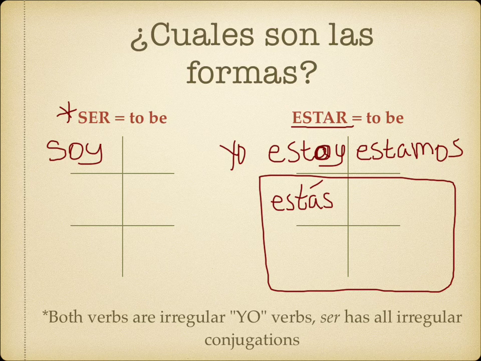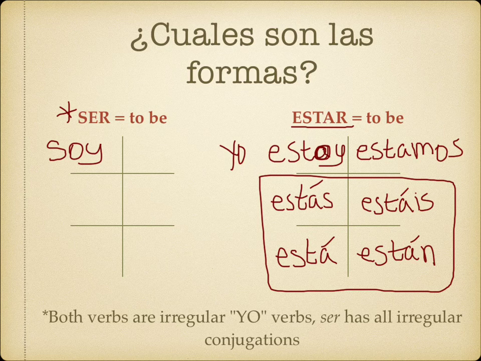So for él, ella, usted, the form it takes is está. Vosotros estáis, with an accent. And then for ellos, ellas, ustedes, it is están, with an accent over the A. Now let's take a look at the verb ser. It's one that's sometimes difficult to remember. The tú form becomes eres. And then the él, ella, usted form is pretty popular. Everybody knows it, es.